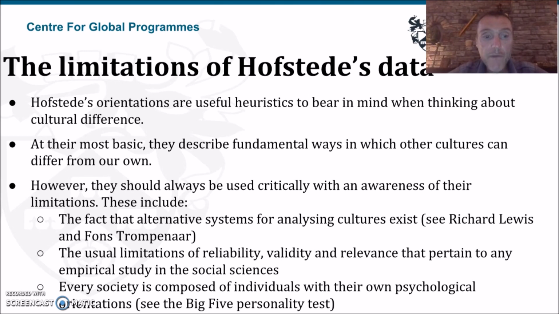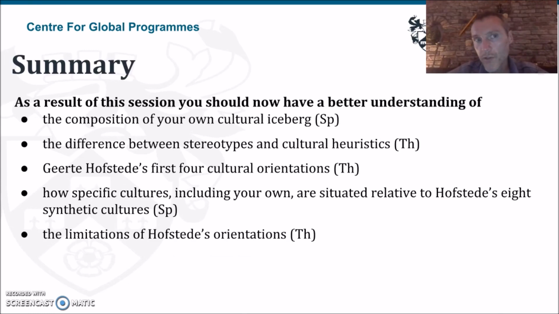And thirdly, every society is composed of individuals with their own psychological orientations. So this is saying that there is difference in sameness and sameness in difference. We might want to point students in the direction of the Big Five personality test, which takes survey data for individuals and classifies individuals according to pre-existing orientations of personality. So these are the caveats here, and the last point is, of course, the learning outcomes.